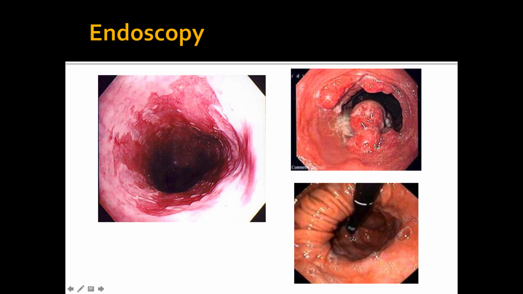This is your GE junction, your lower esophageal sphincter, and when you look up here, there's another constriction or narrowing, and this is probably the diaphragmatic hiatus, the crura of the diaphragm squeezing the stomach. So this part of the stomach is deep in the thoracic cavity, while this part of the stomach is in the abdominal cavity. So this would represent a small or medium-sized sliding hiatal hernia.